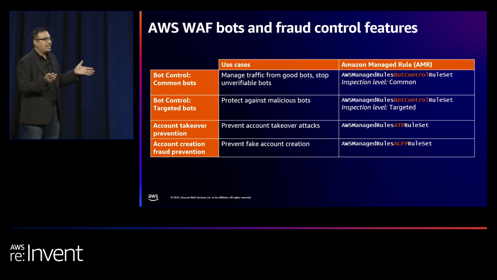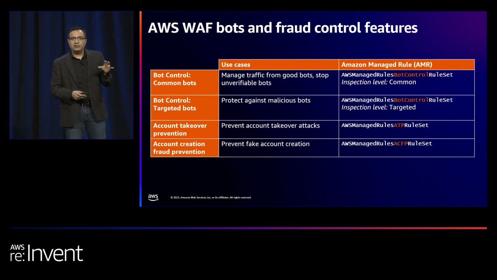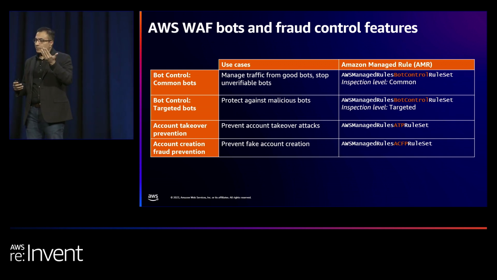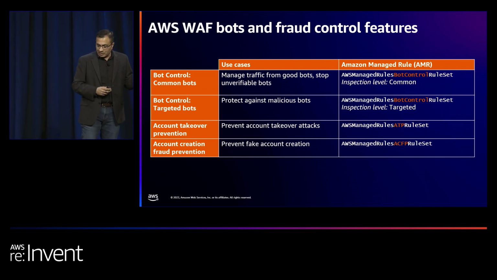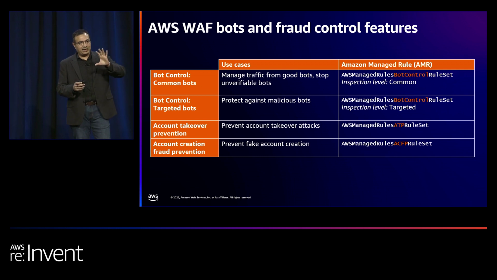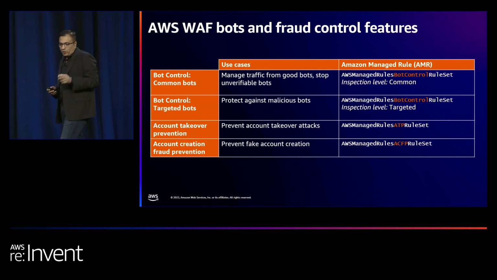AMRs are packaged rules, a set of rules. So think about it, it's a rule group, which is prepackaged. It contains a set of rules. And these rules can be customized to a degree. And what it does is it allows us to keep adding new rules into the AMR as bot and fraud operators evolve. So once you add an Amazon managed rule group, you can take advantage of new innovations coming in without doing anything, and we do all the heavy lifting on that front. So I'm going to draw your attention to 3 AMRs and 4 use cases.